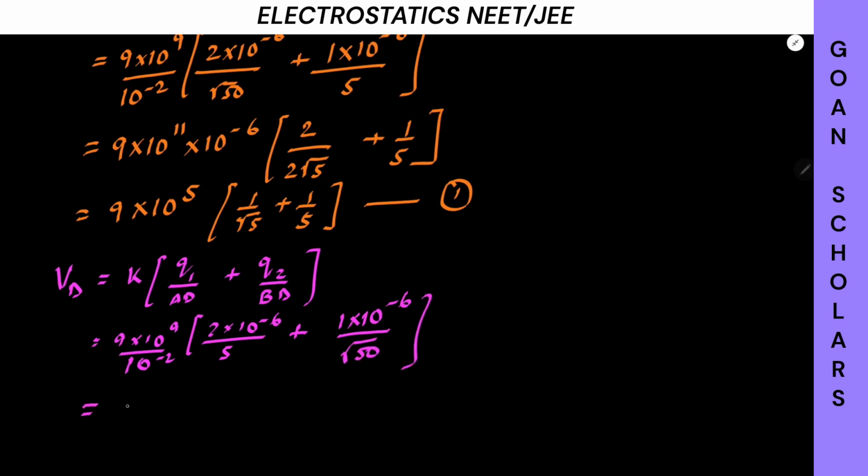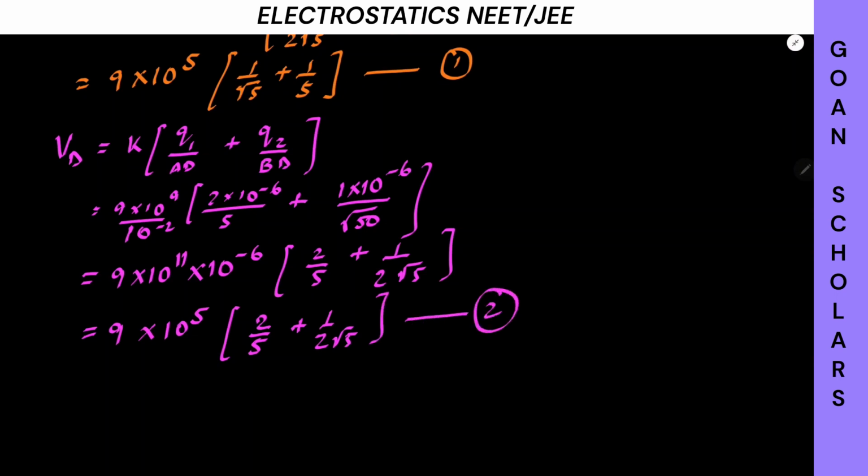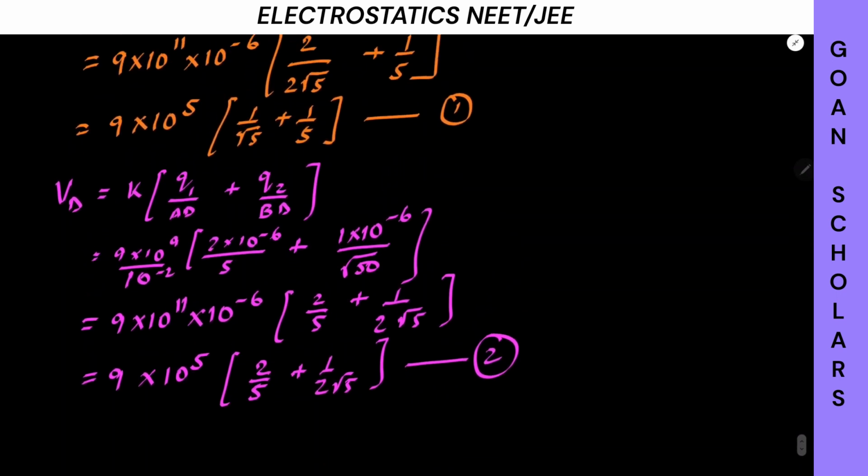Let's simplify it. It will be 9 into 10 to the power 11, and taking 10 to the power minus 6 outside, this will give you 1 by 5 plus 1 by 2 root 5, correct? And sorry, 2 here is there, not 1, so this will be 2 by 5. Okay, now this will be 9 into 10 to the power 11 minus 6, which is 5, 2 by 5 plus 1 by 2 root 5, correct? This will be our VD. This is our equation number 2. Now we got the potential difference, we got the VD and VC.